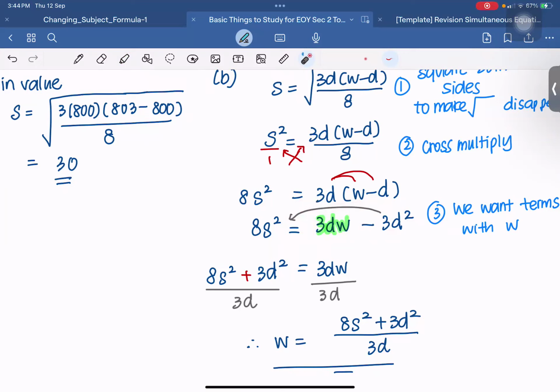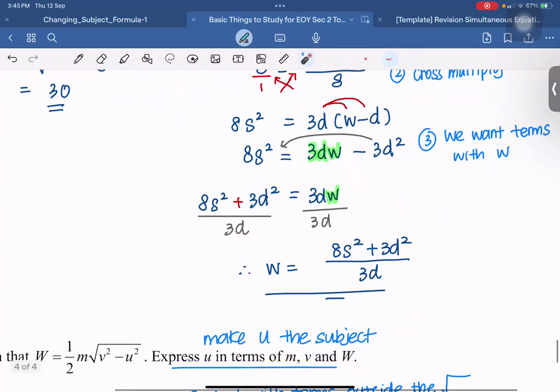So it will be 8s squared minus, the minus become plus. So this one negative become plus, 3D squared. Then next, but not least, I only want W. I don't want the 3D, so I divide by 3D. Okay, correct. Then you get the answer.